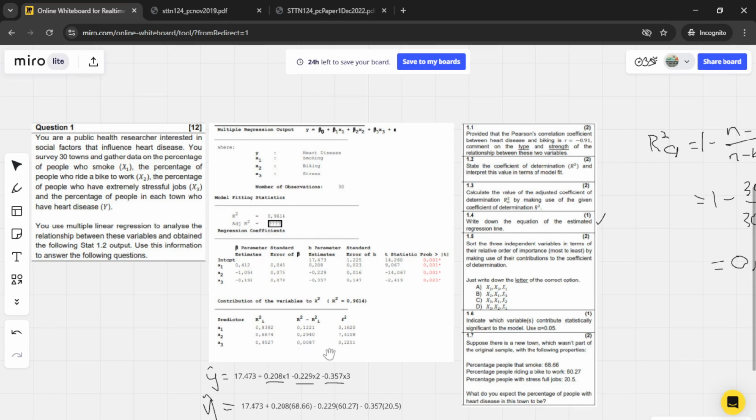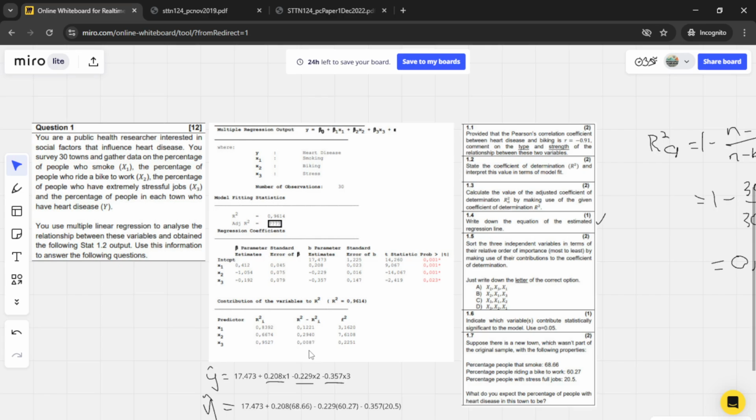Okay, so if they say which variable contributes the most to the coefficient of determination, you're going to look at the number that is bigger here. In this case, it's 0.2940, this one over here. 0.2940 is the one that contributes the most, meaning that x2 contributes the most, followed by x1 because it's 0.1221, and the last one is 0.0087. So x2 contributes the most, x1 contributes after this, and this one contributes the least.